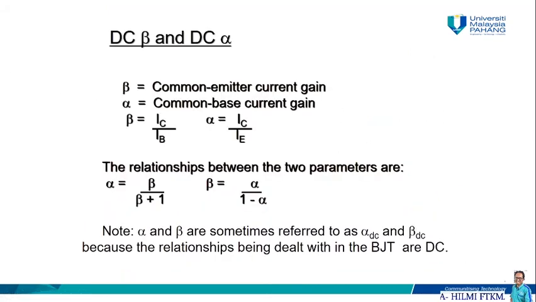Next, we have the DC beta and DC alpha. We are going to use direct current, not alternating current. So the DC beta and DC alpha. What is beta and alpha? Beta we have discussed, basically it is the current gain for a common emitter configuration. So if we have the emitter as the common, we are going to use the equation of beta, where beta is equal to IC over IB.